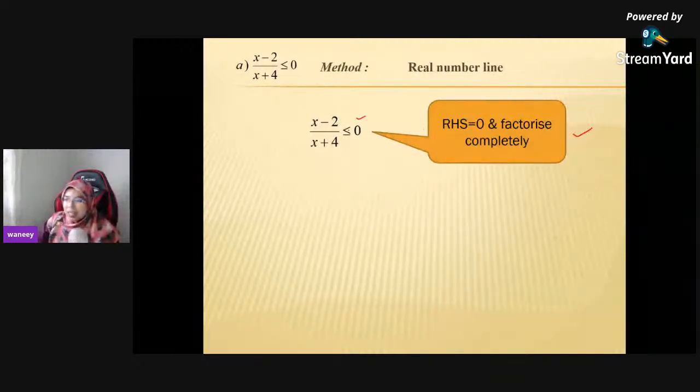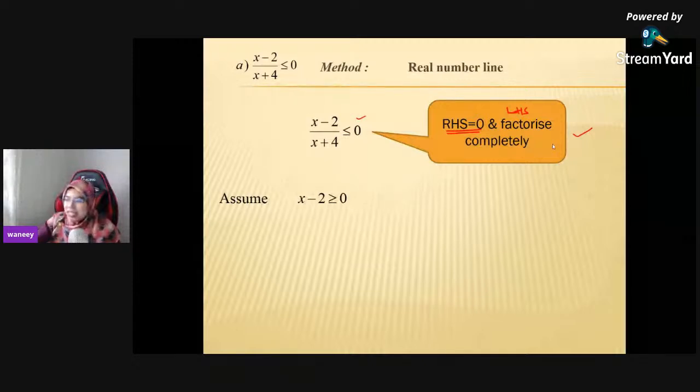Okay, again I repeat, the first step before you start, you should make sure that your right hand side is equal to 0. So that means if you have any number, minus that number on the left hand side and right hand side. Do make sure that the right hand side is 0. And then on your left hand side, make sure you factorize them completely. This one is not needed because both are already linear, so they are already factorized.